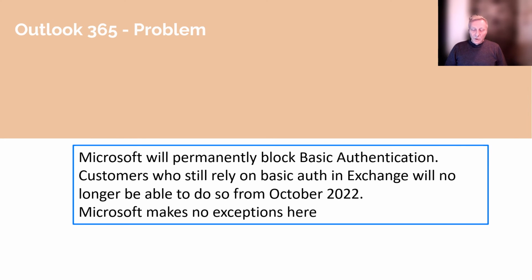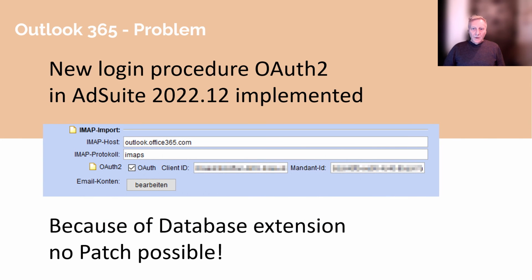Finally, I want to talk about Outlook 365. In October 2022, Microsoft blocked the basic authentication method for Outlook 365. Authentication for Outlook 365 is now achieved using OAuth 2, and this feature will be available in AdSuite 2022.12. However, because of the database extensions that have had to be done, no patch will be possible to earlier versions of AdSuite.